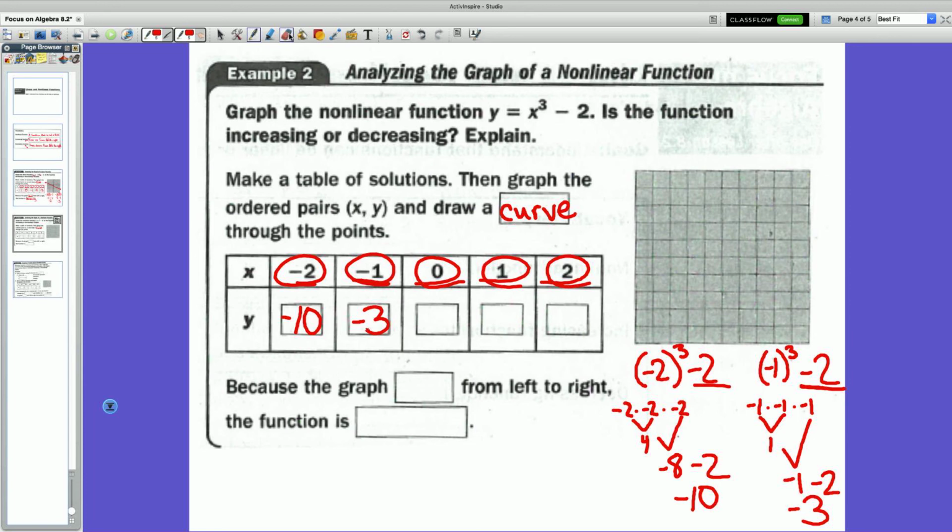Okay, I'm going to erase my work now. So if you still need it, go ahead and pause. Okay?